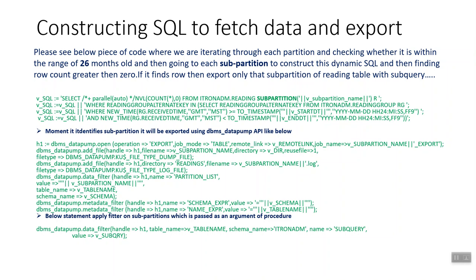What is that condition? Select reading group alternate key from reading group where we have some start date and end date. It falls in this. So first internally it will fetch all the reading group alternate key from reading group, and then it will match with the subpartition of that. If that count is greater than 0, then only you have to export that subpartition with subquery. So the logic is, the moment it finds that subpartition, it will be exported using the DBMS_DATAPUMP API.